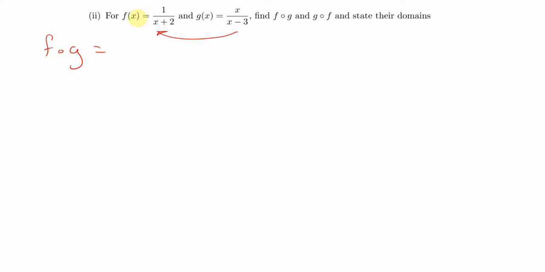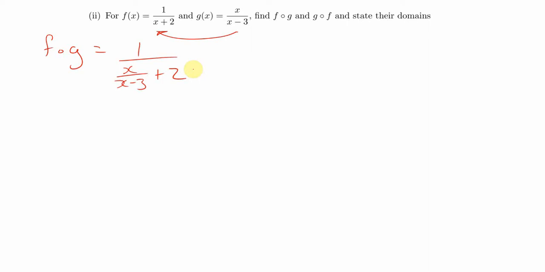We're going to take that g of x and sub it into the x value in the f of x. So 1 on x minus 3 plus 2. And now find the domain of that function. The domain is where the function makes sense, for which x values. It doesn't make sense when it's 1 on 0. So when x on x minus 3 equals minus 2, we'll have 1 on 0.